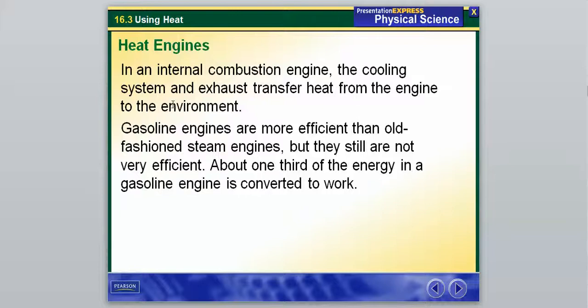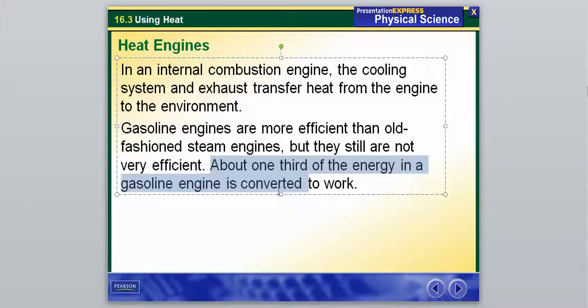And so the gasoline engines that we have now inside of our cars are more efficient than our old-fashioned steam engines. However, they're still not considered to be overly efficient, or our best case scenario, because about 1/3 of the energy in the gasoline engine is converted to work. That means 2/3 of the energy that is stored in the gasoline is just used for nothing. So only 1/3 of the energy that we could be harnessing from gasoline is actually being converted into work.